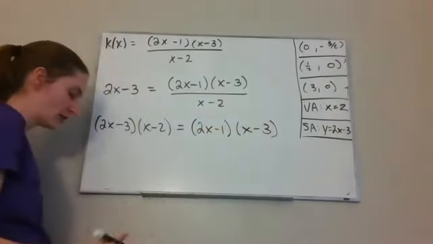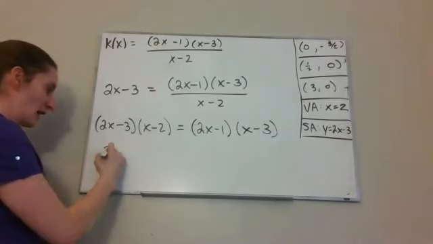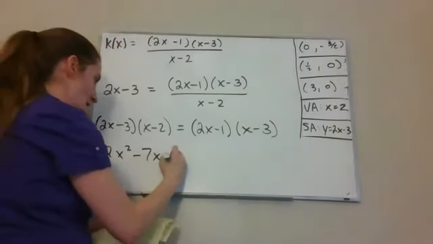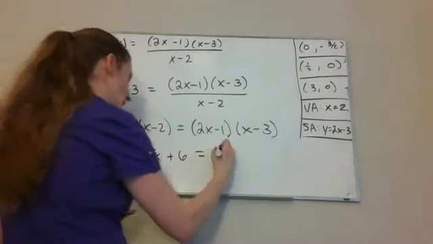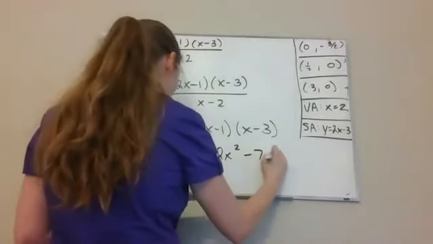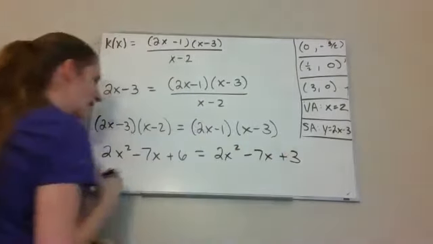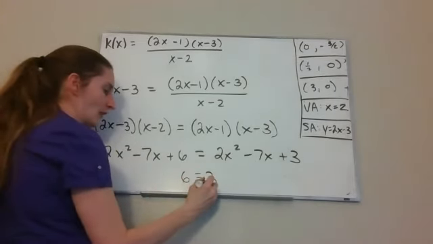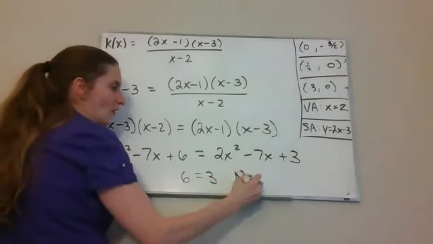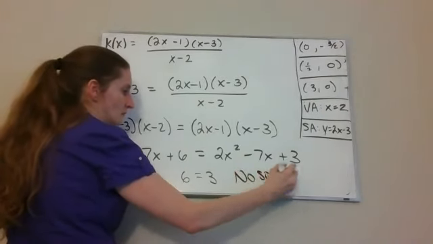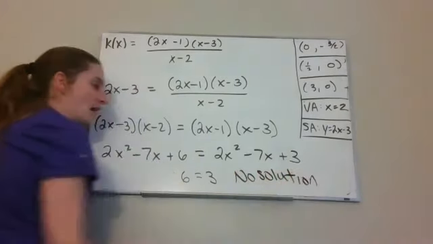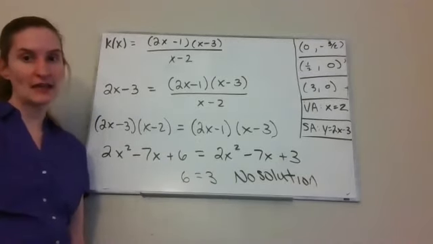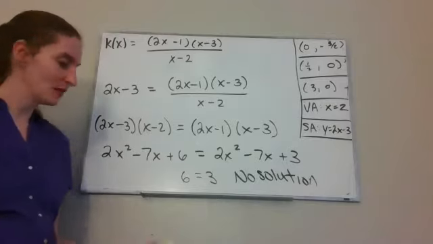And if I distribute everything on both sides, I get 2x squared minus 7x plus 6 equals 2x squared minus 7x plus 3. But if I try to solve this, I'm going to get 6 equals 3, which means there's no solution. And that's okay. That just means that our graph never touches the slant asymptote. And that happens sometimes.